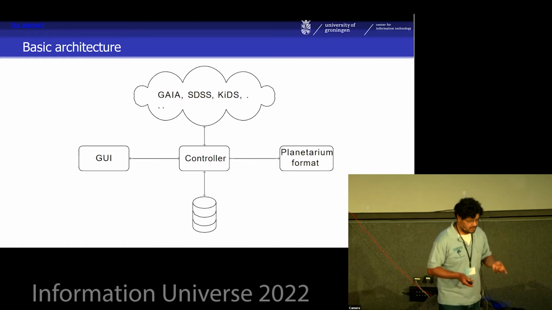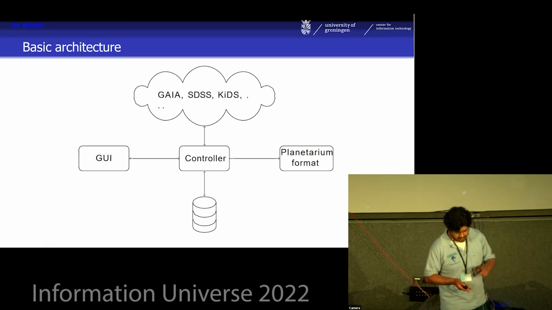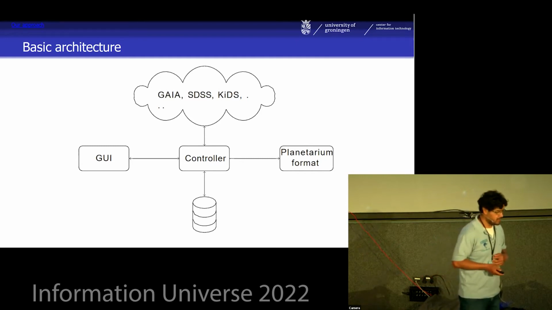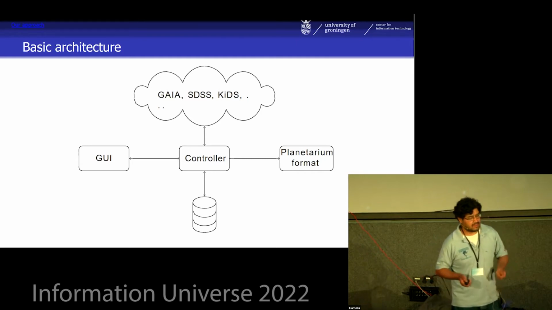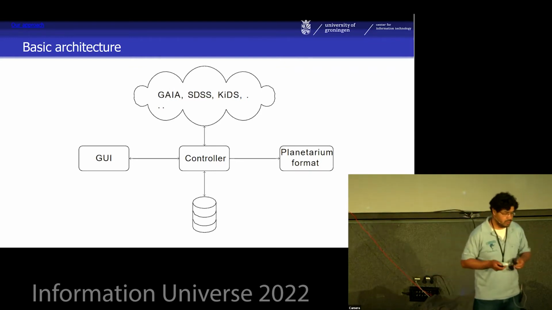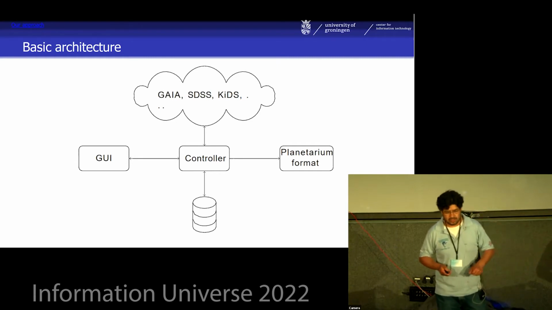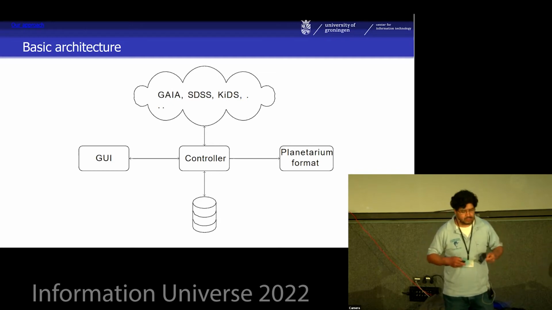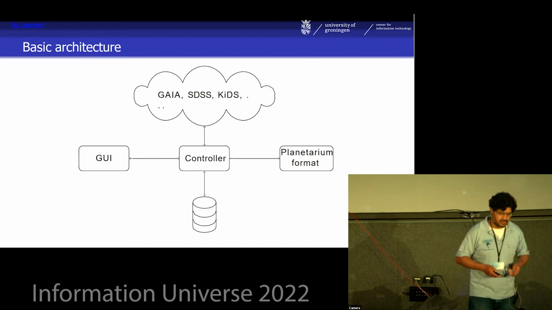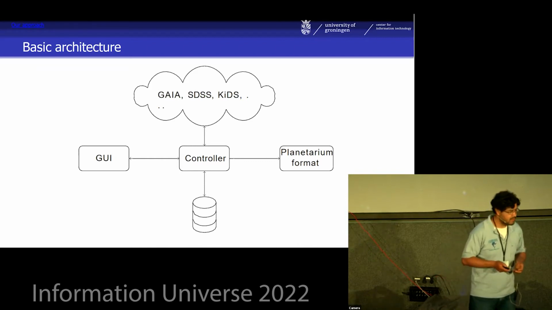So far, we have implemented connections, or we are able to download data from SDSS, for example, from Gaia and from ESO. I will talk more about that later. And then, apart from the controller, we have a module that transforms the data into dome formats. Each time we download a particular file or data set and perform a conversion, we store all the metadata into a small data set.